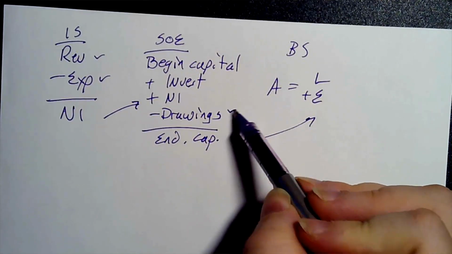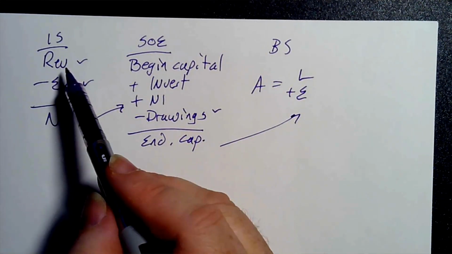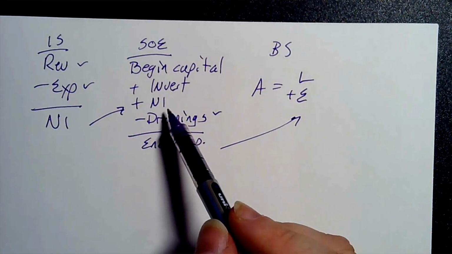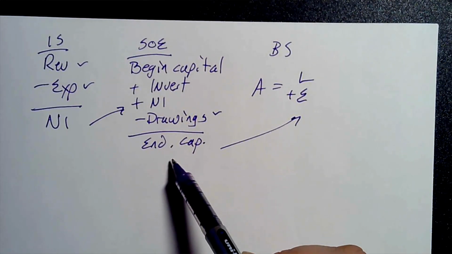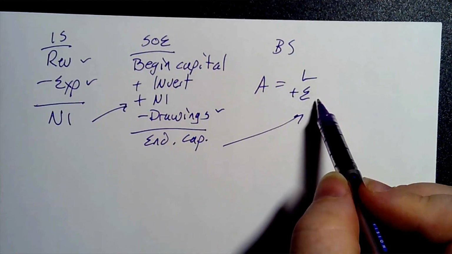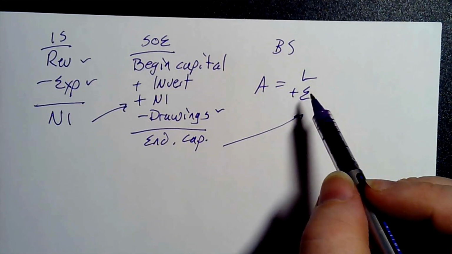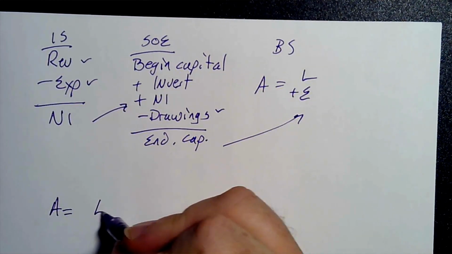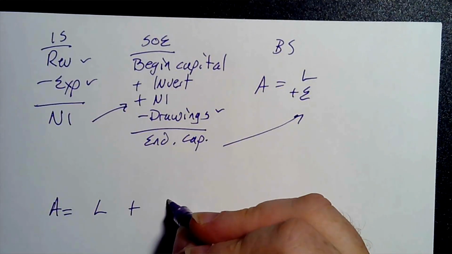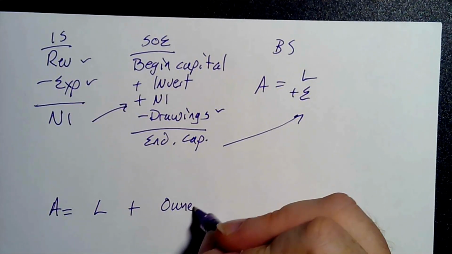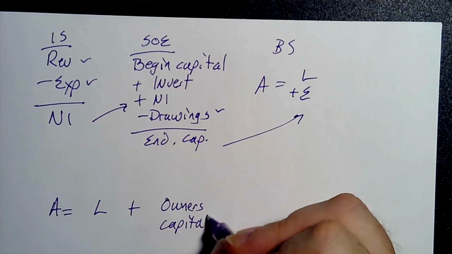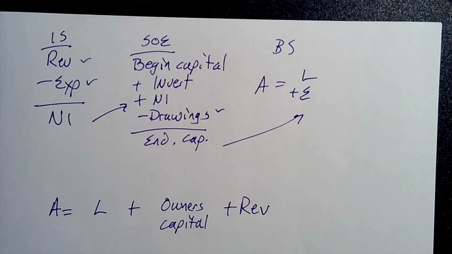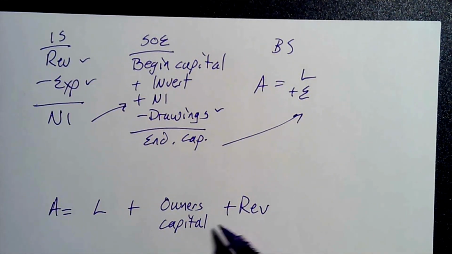These 3. Well, let me just do a sort of a logic thought train. If revenues go up, all else being equal, net income goes up. If we don't change anything else and just increase net income, doesn't ending capital go up? And if ending capital does, doesn't equity go up? So we could say assets equals liabilities plus owner's capital plus revenue, right? Plus revenue. Because as revenue goes up, so does the owner's capital.